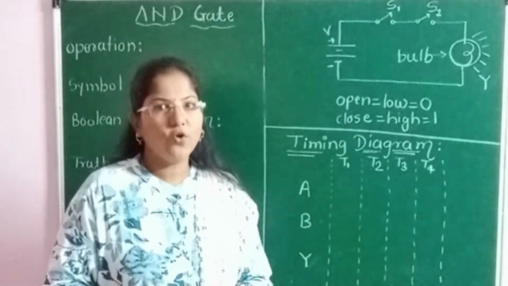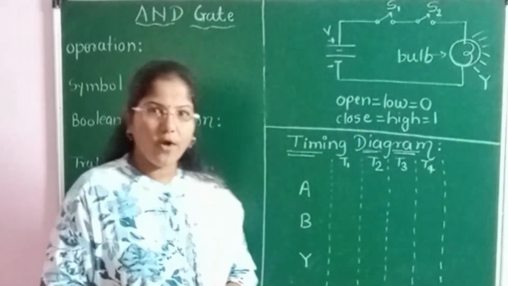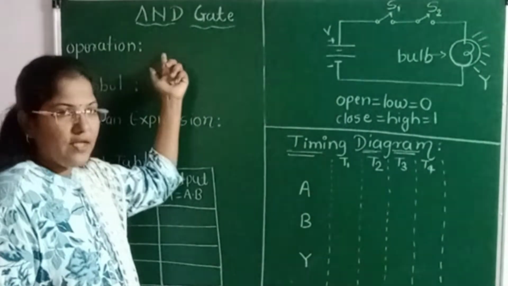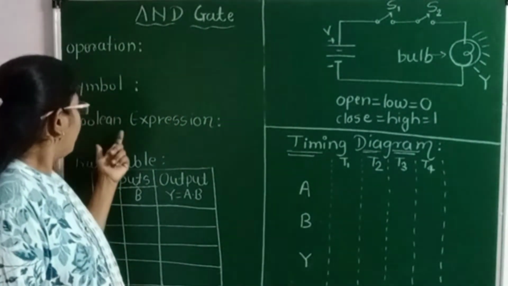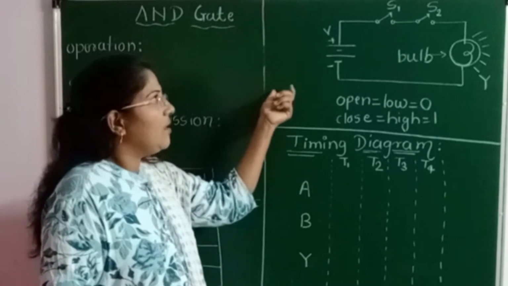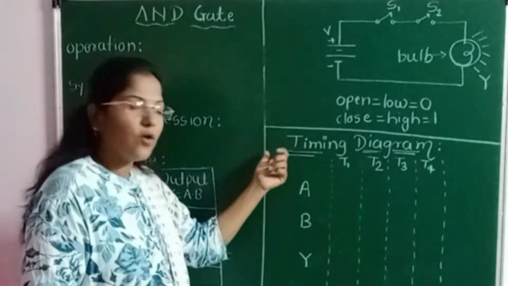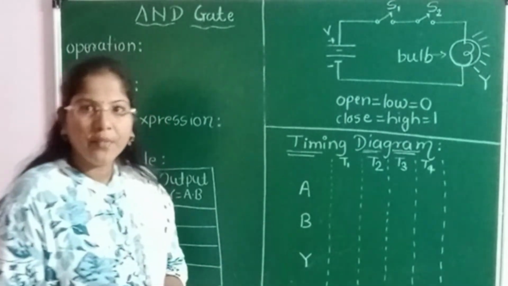Today I am with a new topic, that is the AND gate, in which we are going to see some points like what is the operation of the AND gate, then symbol, Boolean expression, truth table, then circuit diagram of the AND gate by using the switches, and at last we will see how to draw the timing diagram for the AND gate.